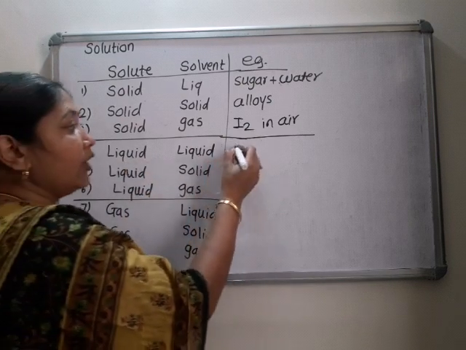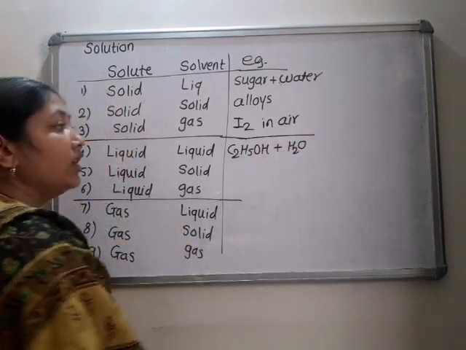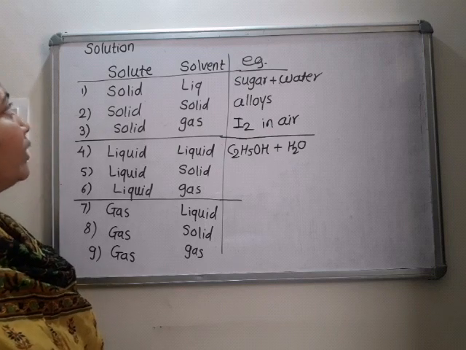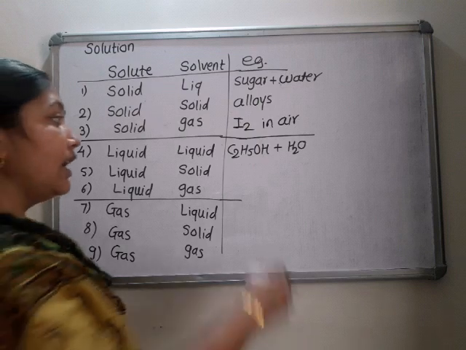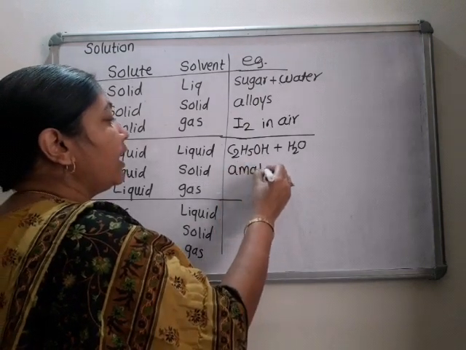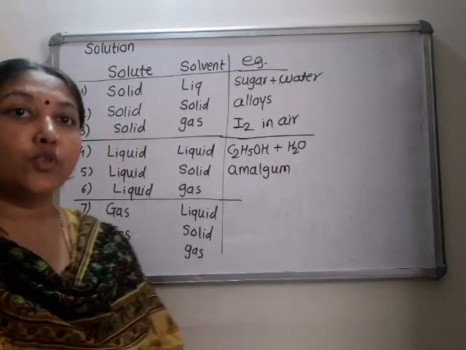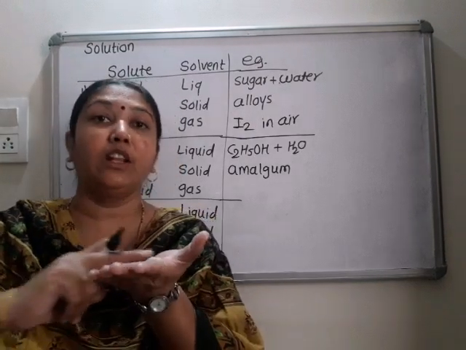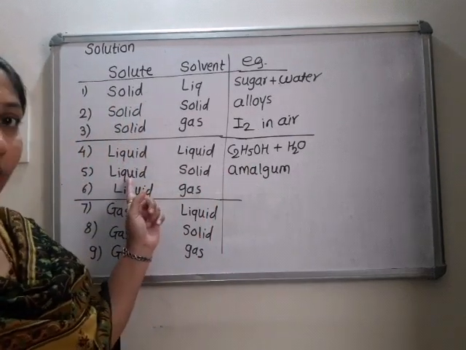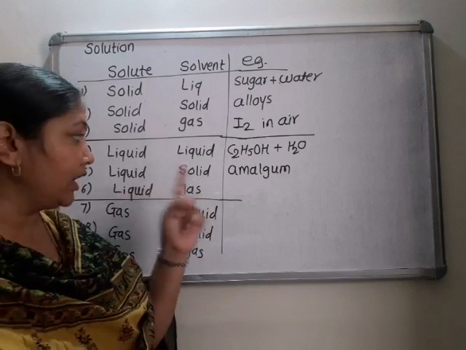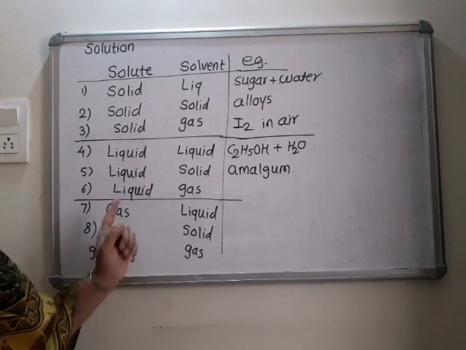Liquid in liquid: ethanol is a liquid, alcohol dissolves in water due to hydrogen bonding. So ethanol in water is one example. Liquid in solid is amalgam. Amalgam means what? Suppose sodium amalgam means sodium metal is coated with liquid mercury. Liquid mercury is taken in small amount, used just for coating that metal, and the metal is in excess. So amalgam formation is an example of liquid in solid.